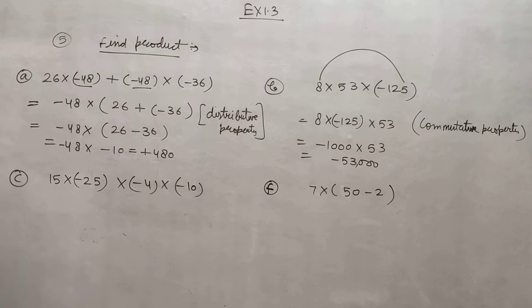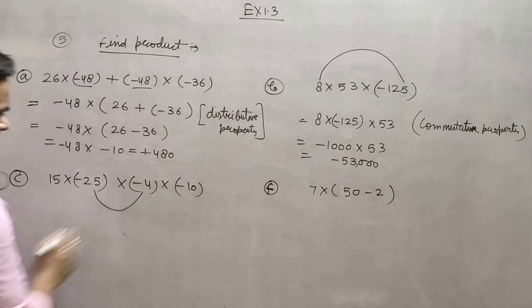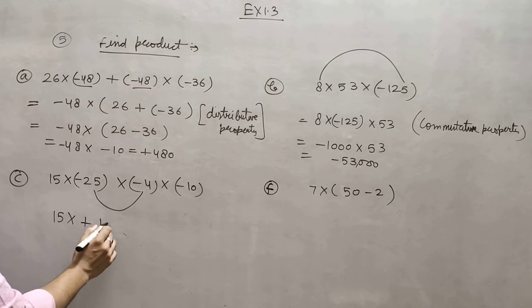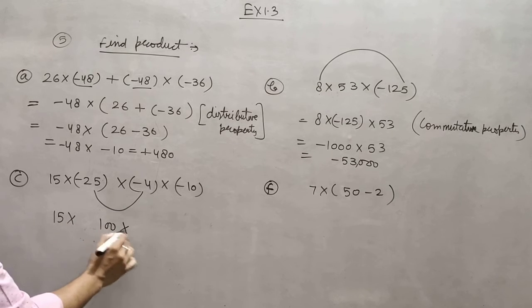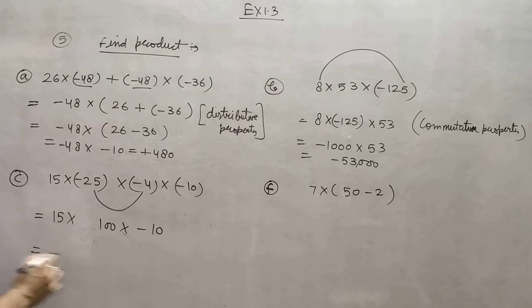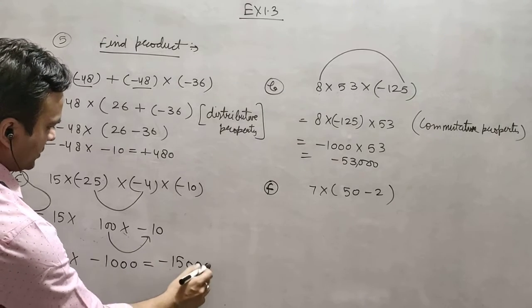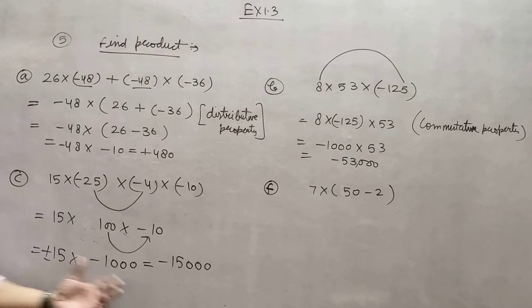Now we can see here the C part, there are 4 numbers in a product form. So we will check again which two numbers can give an easier multiplication. If we multiply 25 into 4, and 15 into minus minus plus, we will get 100. No need to write plus here, and this is minus 10. Now we can multiply these two numbers together. So 15, it will be minus 1000 and the product will be minus 15,000, because plus minus minus, and 15 into 1000 will be 15,000.